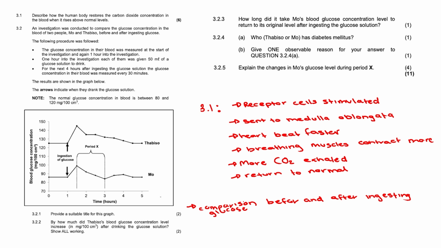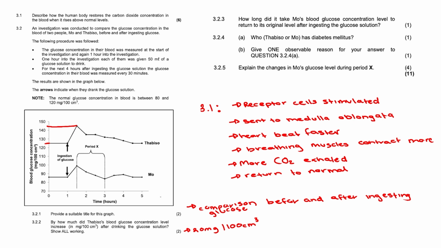Question 3.2.2. By how much did Thabiso's blood glucose concentration level increase in milligrams per 100 centimeters cubed after drinking the glucose solution? Show your working out. Since this graph indicates Thabiso's glucose concentration, at the start his glucose concentration was here, which is 125 milligrams. It increased at its highest point to 145, therefore making his blood glucose concentration increase by 20 milligrams per 100 centimeters cubed.